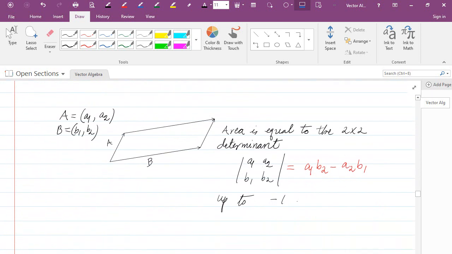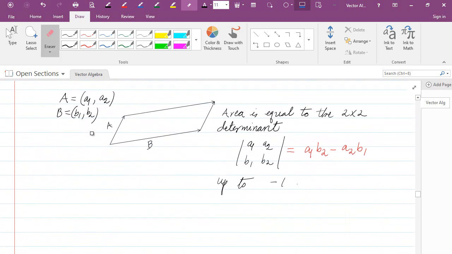So basically, if I have two vectors A and B, where the components are A1, A2 and B1, B2, then the area of the parallelogram spanned by A and B would be equal to the determinant of the 2 by 2 matrix where the first row is A and the second row is B, but only up to a sign of plus or minus 1, because remember, for the area we need to take the absolute value of this quantity, and the determinant is this quantity without the absolute value. So the determinant tells us the area of this parallelogram up to plus or minus 1.